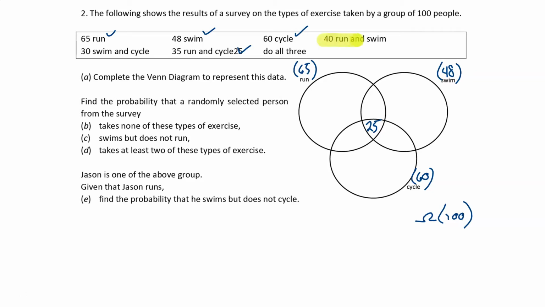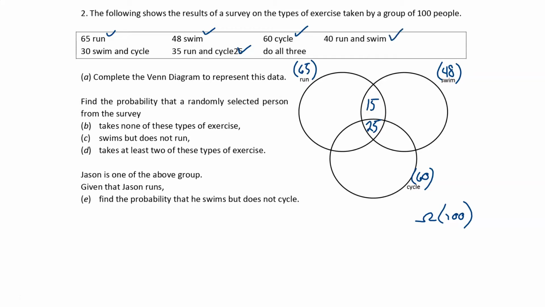Now we're going to look at the 40 people who run and swim. The key word in there is and. So they do both. Another way of thinking of that, that's the intersection between running and swimming. So that is the space here between running and swimming. Now we've already got 25 people in that area. So if we've got 25 there already, that means the remainder in that space is going to be 15. 15 and 25 gives us 40.